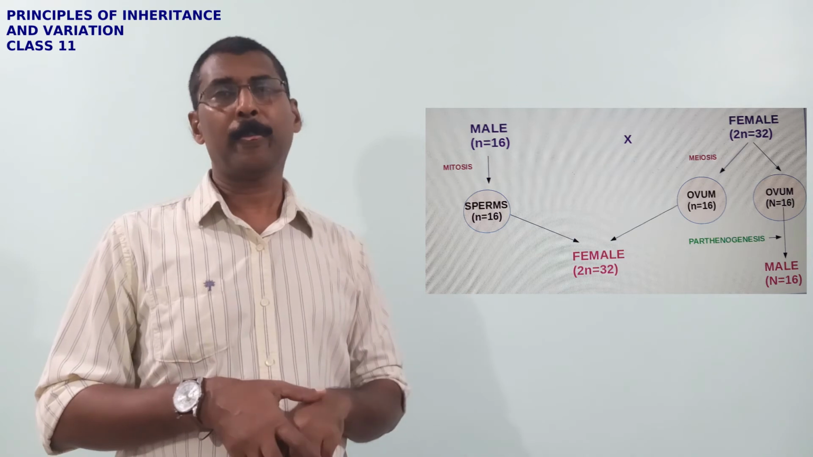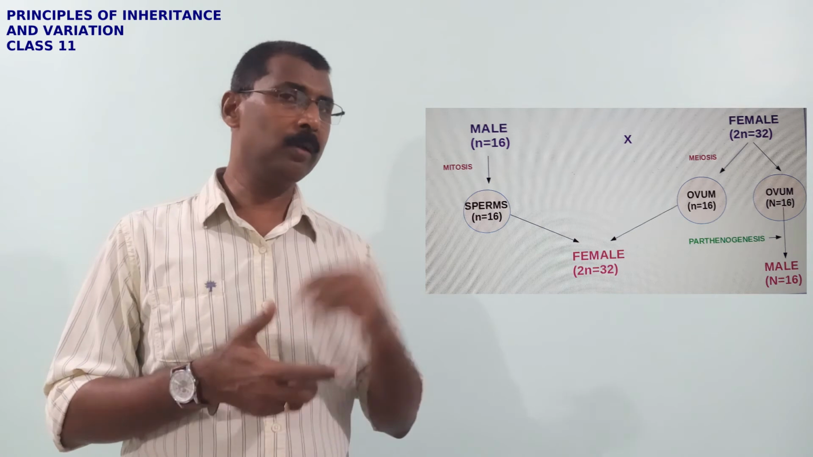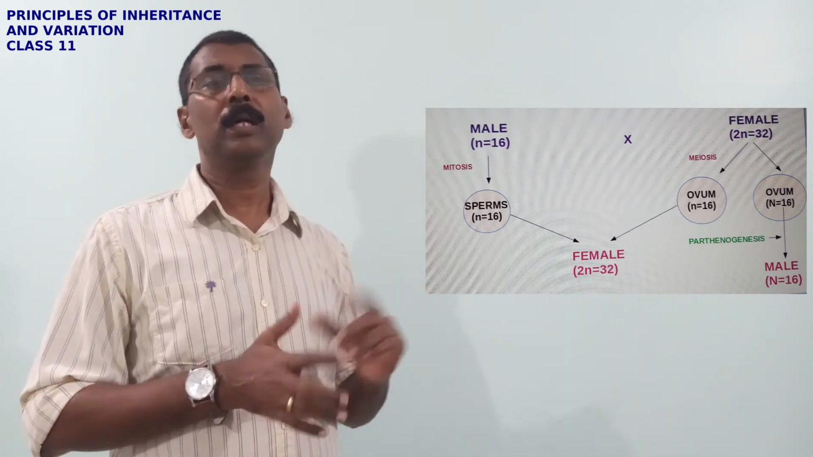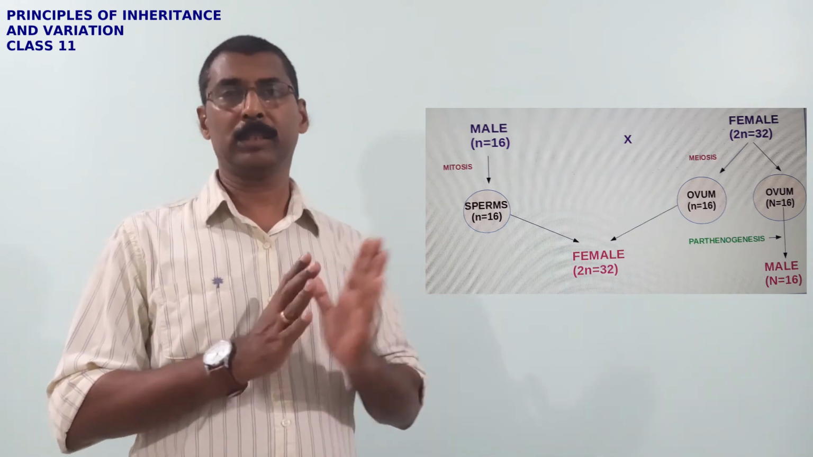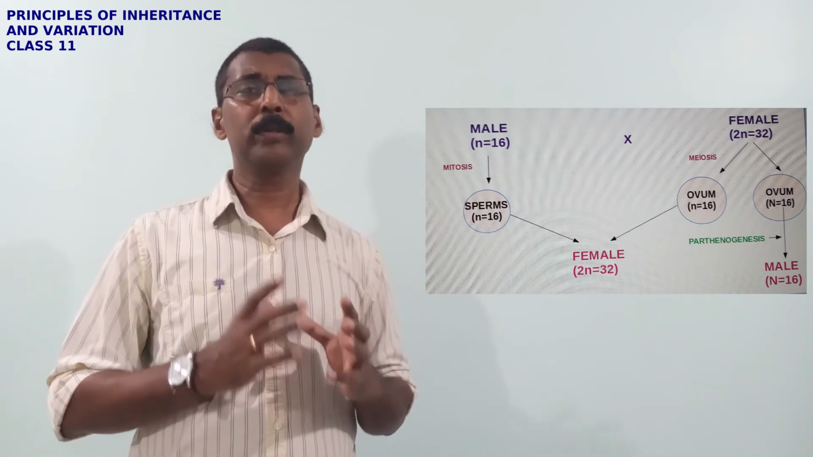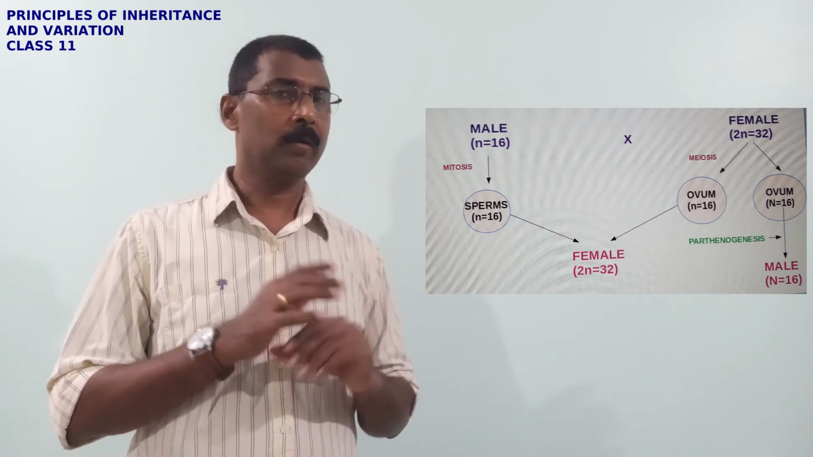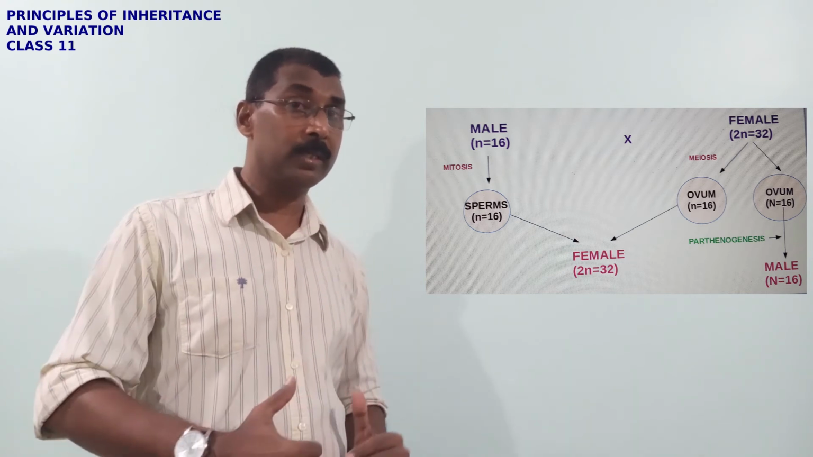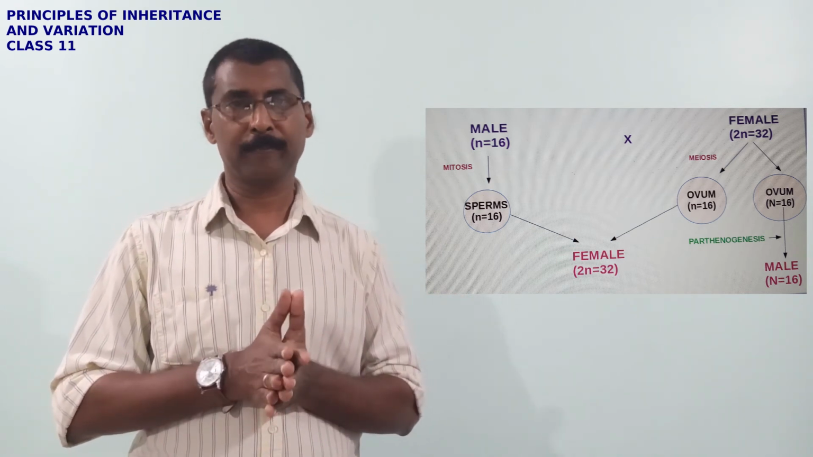Some of the ova develop into a male organism without fertilization. They do not undergo fertilization, and directly they develop into a male individual by the process called parthenogenesis. So in the case of honeybee, organisms produced or developed by parthenogenesis are males, and organisms that develop from a zygote after fertilization would become female organisms, female individuals.